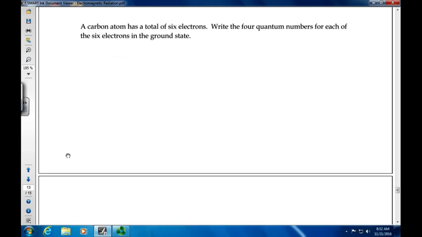Our last question, or our last problem, states a carbon atom has a total of 6 electrons. Write the 4 quantum numbers for each of the 6 electrons in the ground state. So what is the ground state? Well, let's look at what that looks like.